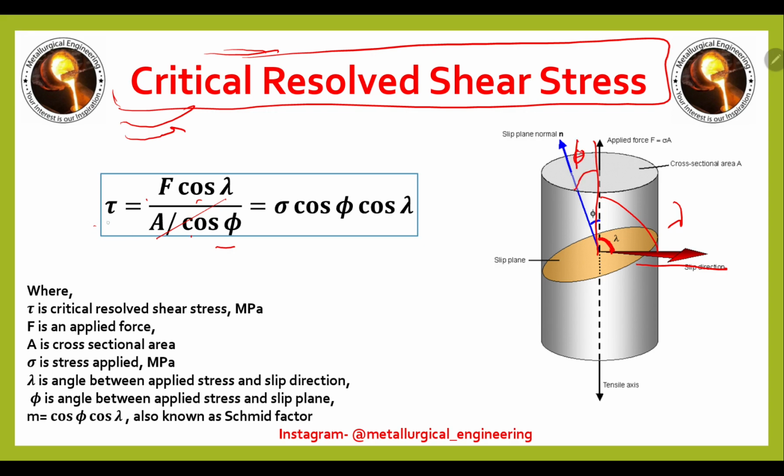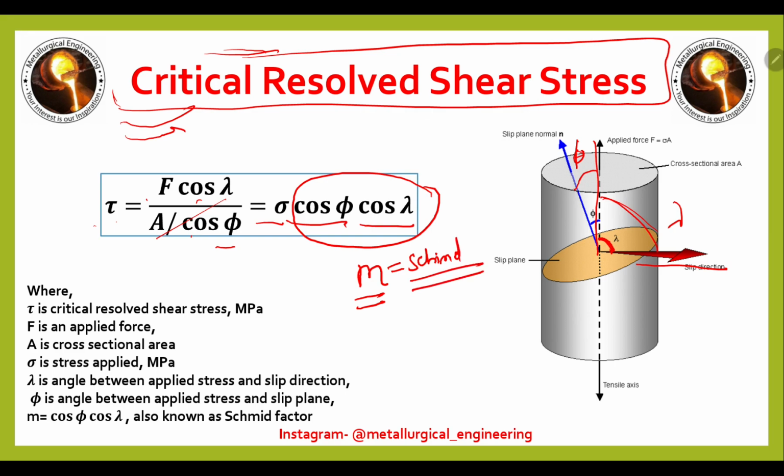So this formula is written as tau is equal to sigma, where sigma is the stress applied, times cos phi cos lambda. This cos phi cos lambda factor is also known as the Schmid factor, which we represent as m. The value of the Schmid factor is maximum at 1. If it is the maximum 1, in that case we will get the maximum critical resolved shear stress, and it is 1 when phi and lambda are 45 degrees.